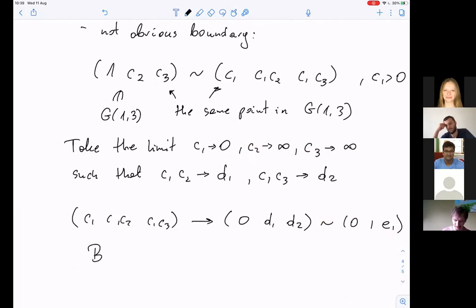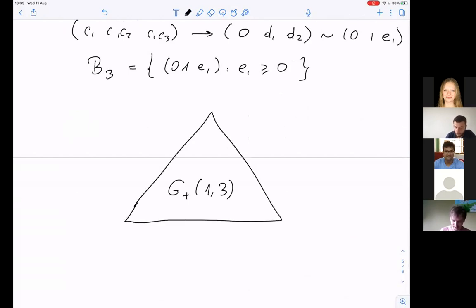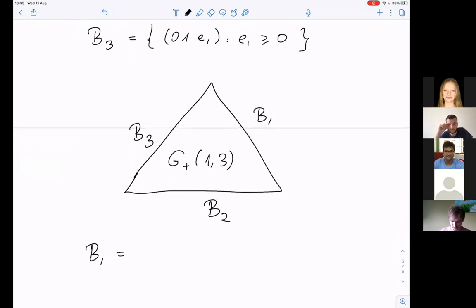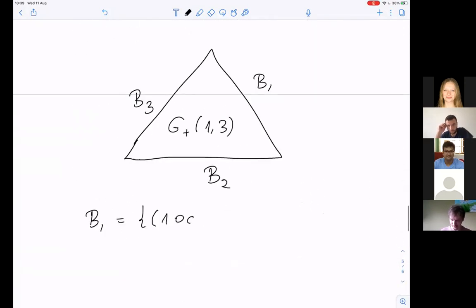So let me call B3 the set of all matrices which look like 0, 1, E1, such that E1 is non-negative. Okay, so that's what the object is. So we can start to depict it. We have in the bulk G plus 1,3. It has 3 boundaries: B1, B2, and B3. And then you can, for example, take either of them. So let's take B1 again. So B1 is equal to, sorry, let me check, 1, 0, C3, such that C3 is non-negative.